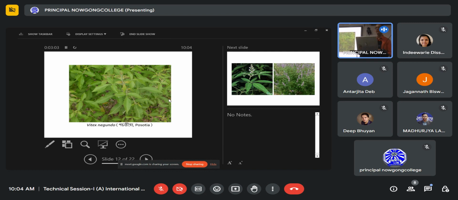Now, this is the other one, the Posotia we talked about. Posotia is a very interesting plant. A lot of you must have had it. Posotia is typically used with meat and fish. You can actually make a curry out of it and it is very tasty. Did any of you have Posotia, Joel? Yeah, many, okay.